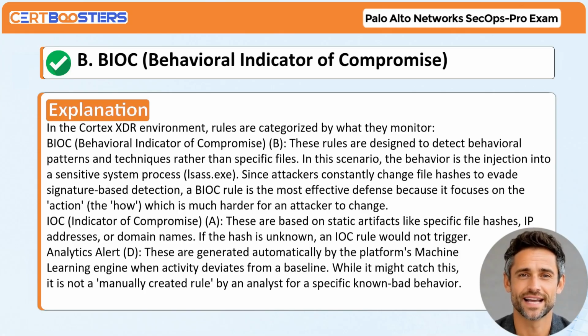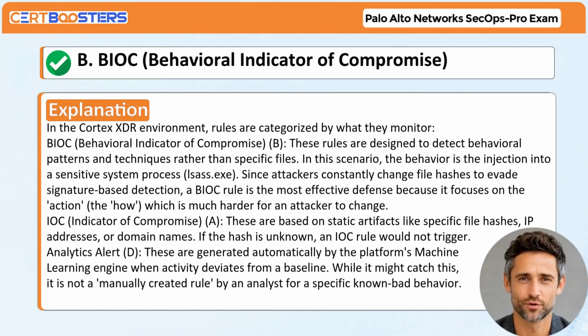Explanation. In the Cortex XDR environment, rules are categorized by what they monitor. BIOC, behavioral indicator of compromise: these rules are designed to detect behavioral patterns and techniques rather than specific files. In this scenario, the behavior is the injection into a sensitive system process, LSASS. Since attackers constantly change file hashes to evade signature-based detection, a BIOC rule is the most effective defense because it focuses on the action, the how, which is much harder for an attacker to change.